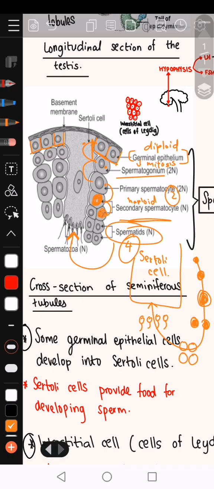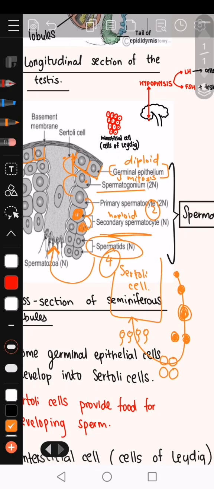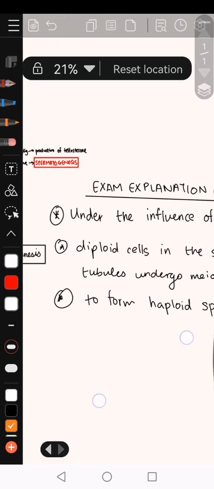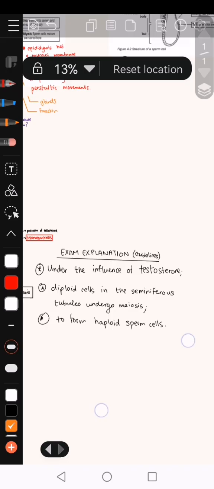and it's going to settle in the vagina, if that is where it's being deposited, right? So that was the process of spermatogenesis in depth. But all you need to say in the exams are these 3 points. That's all you need to say.